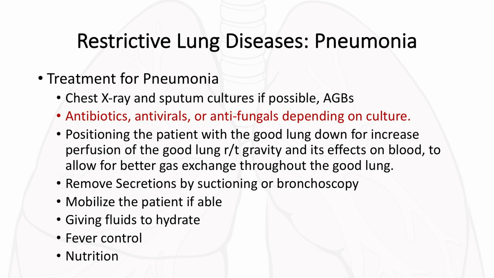Treatment for pneumonia in general are chest x-rays, sputum cultures if possible, and arterial blood gases. Antibiotics, antivirals, or antifungals, depending on the culture. Within the hospital, you're generally going to start the patient prophylactically on antibiotics. Positioning the patient with the good lung down for increased perfusion of the good lung related to gravity and its effects on blood to allow for better gas exchange throughout the good lung.